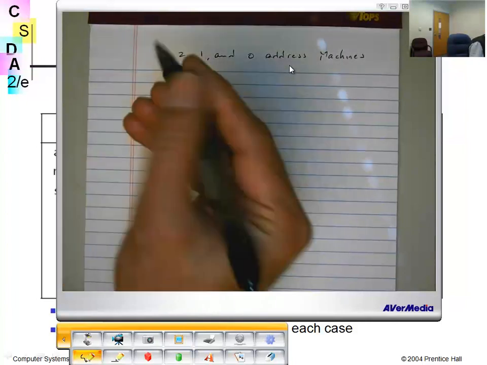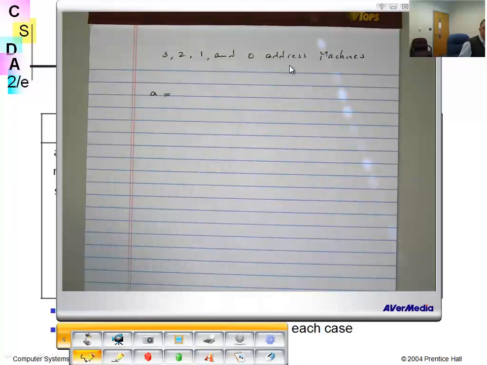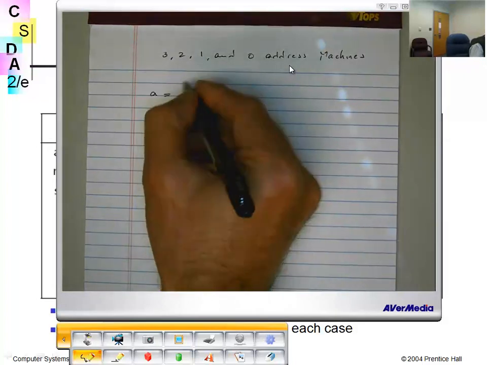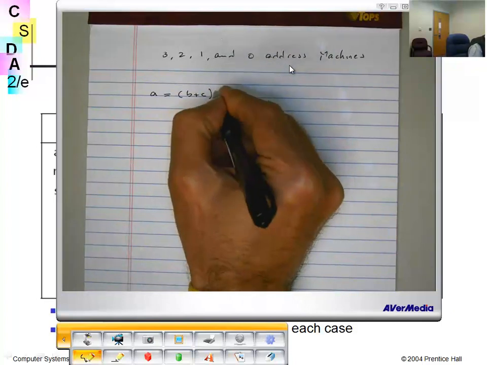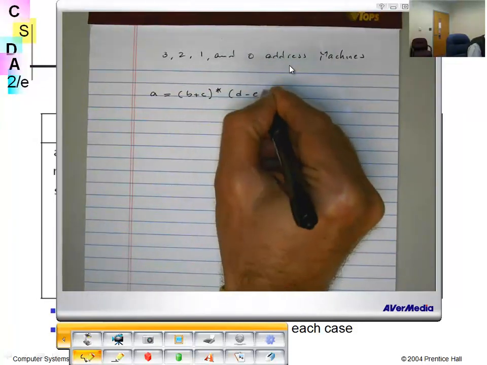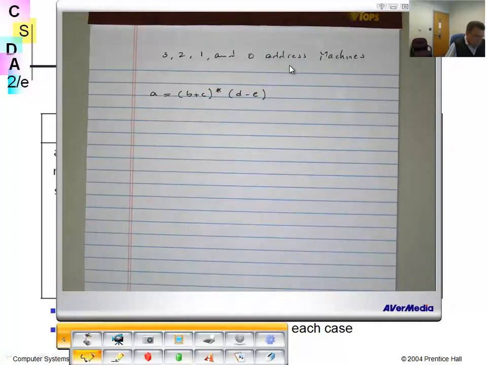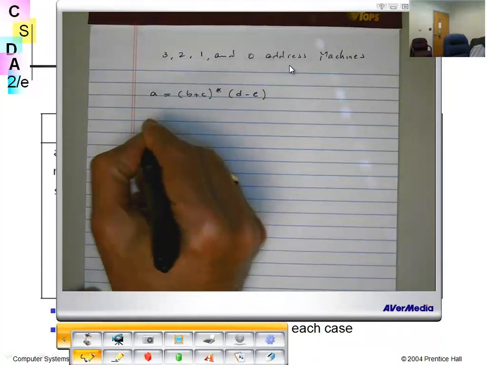Okay, let's assume I have an expression in C. It says A is equal to B plus C times D minus E. I want to show you, basically simulate this one in 3 address, 2 address, and 1 address machines. In 3 address, let's do it in 3 address.